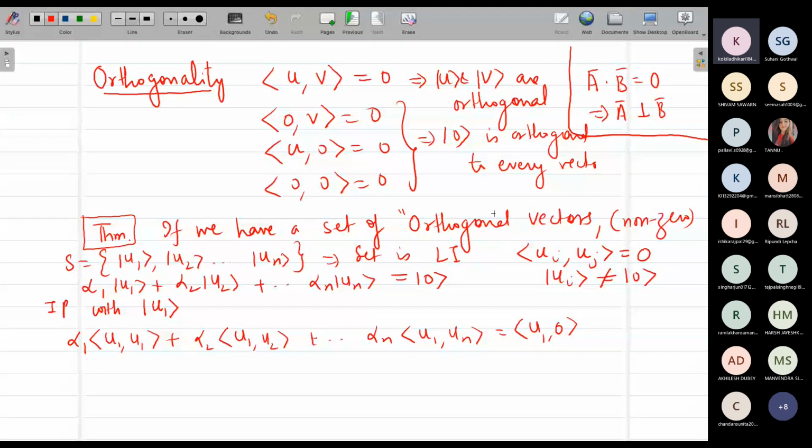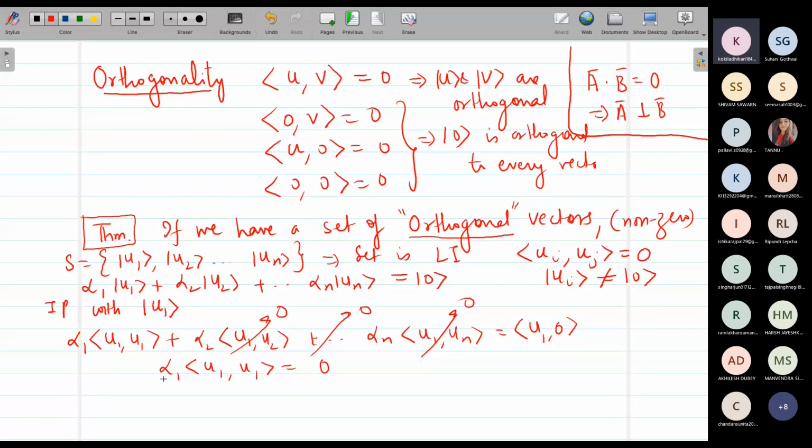Remember, since I am talking about orthogonal vectors, I already know that the inner product is defined for this. So I'm talking about inner product spaces only, and hence I can take my inner product. What will happen to ⟨u1, u2⟩? It is 0. What happens to any of the vectors in between? They are all 0. So you are going to get the result alpha 1 ⟨u1, u1⟩ equal to ⟨u1, 0⟩. This will also be 0, right? It's an inner product with the 0 vector.